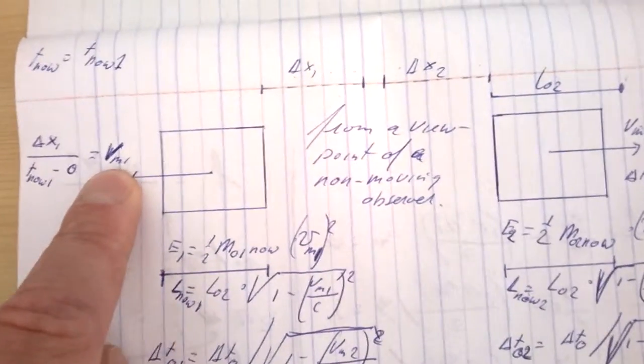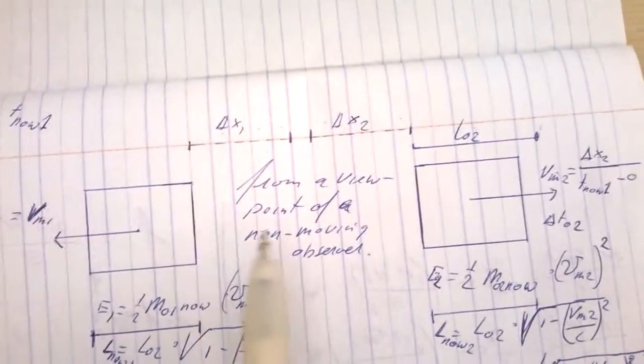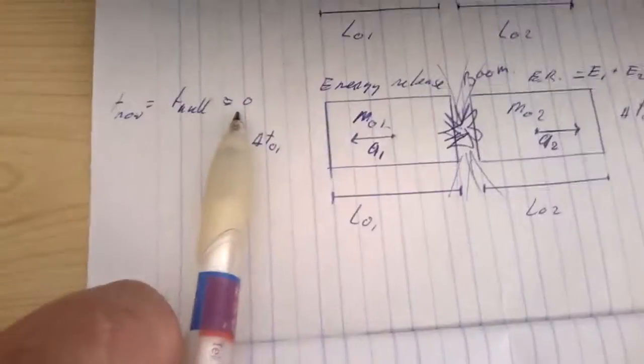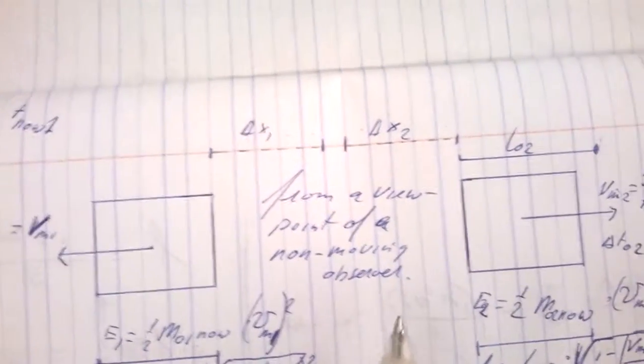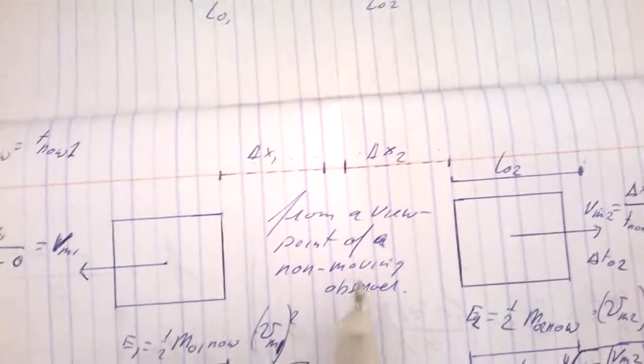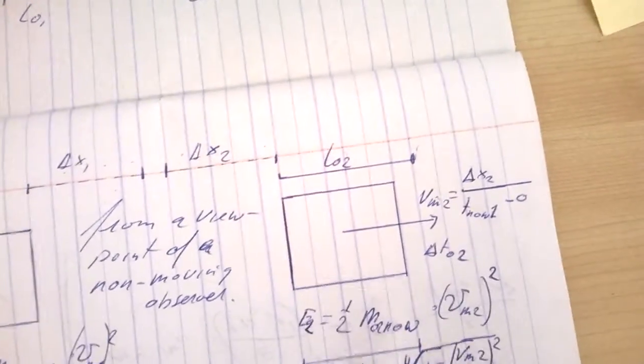The velocity v1 is the delta x, this amount of space, divided by t now minus the starting point. So delta x divided by t now minus 0. That's the velocity from the viewpoint of a non-moving observer. That's us. That's the speed: delta x divided by delta t. The same goes, of course, for the other mass, but in the opposite direction.